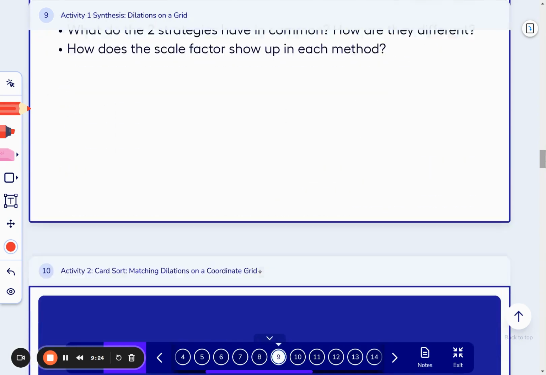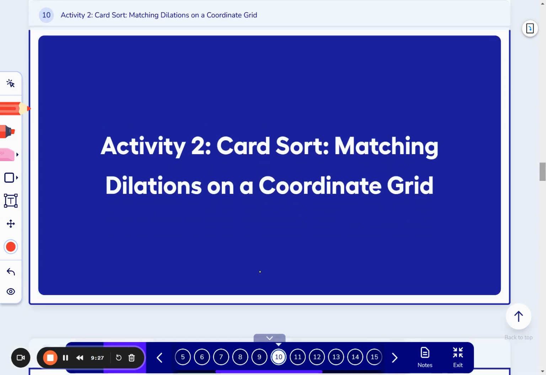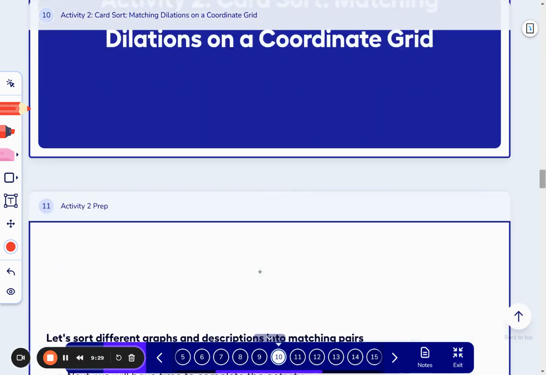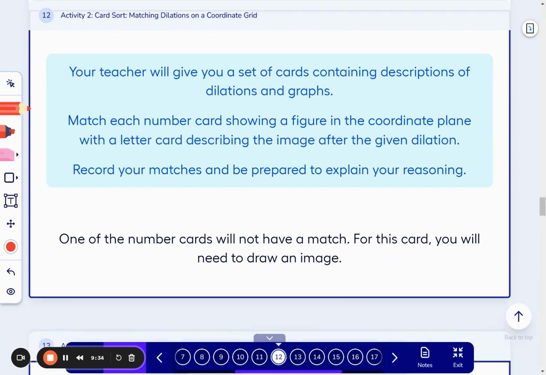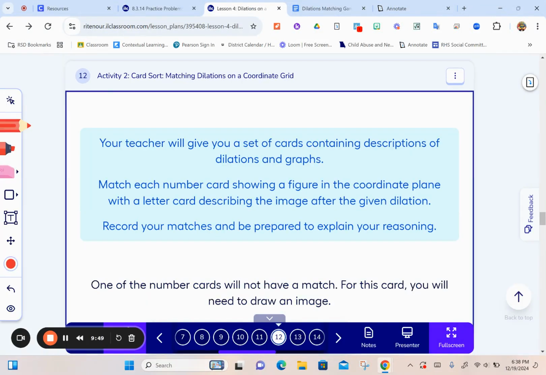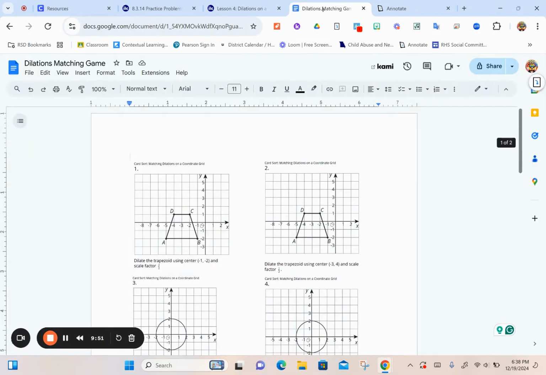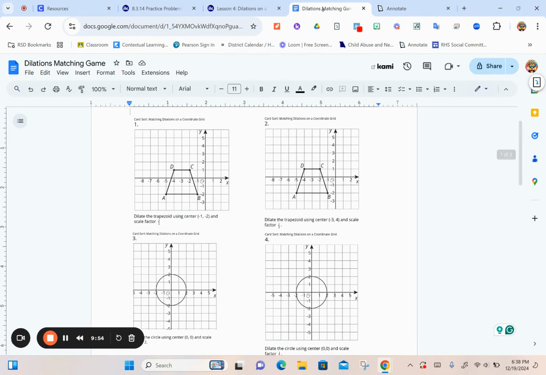Answering those questions. On the card sort, you're going to work on this. I'm going to show you the stack of cards here in just a minute. You're going to match each number card showing a figure in the coordinate plane with a letter card describing the image. This is the image, so you have to come up with the image. Okay. So I'll show you the cards. Here are the cards. This will be on your activity. You can open this up. Down here, it'll tell you what the dilation is going to be.